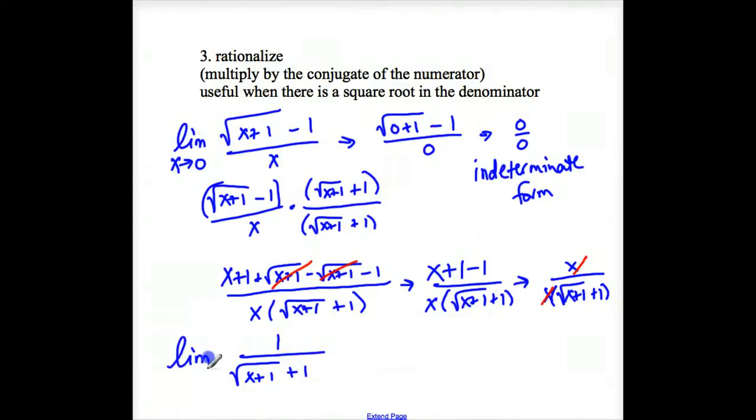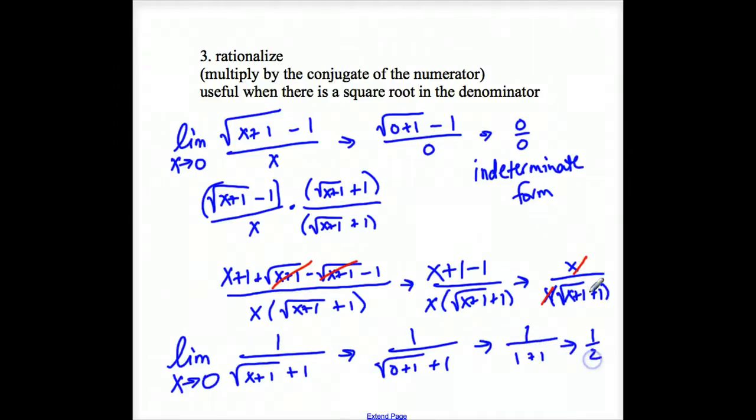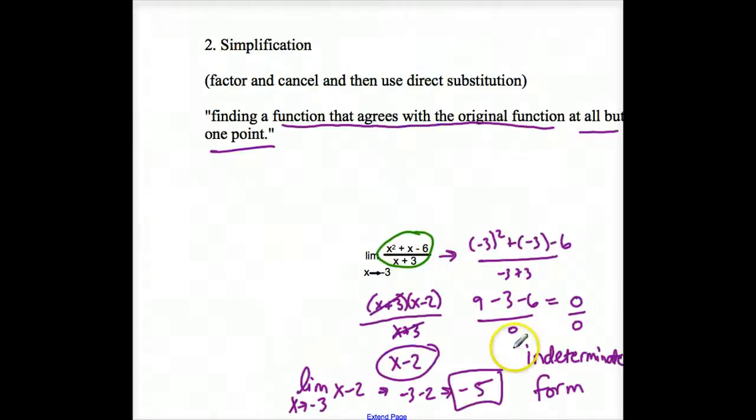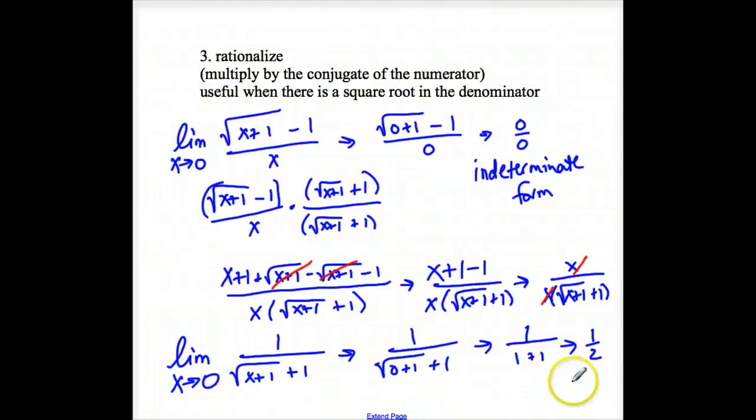Now let's take the limit of this new function as x approaches 0. Direct substitution gives us 1 over the square root of 0 plus 1 plus 1, which is 1 over 1 plus 1, which is 1/2. So this indeterminate form turned into 1/2. The previous one, 0 over 0, ended up at negative 5. So 0 over 0 is not an indicator at all about what the answer will be.